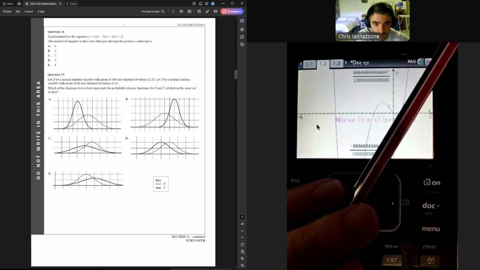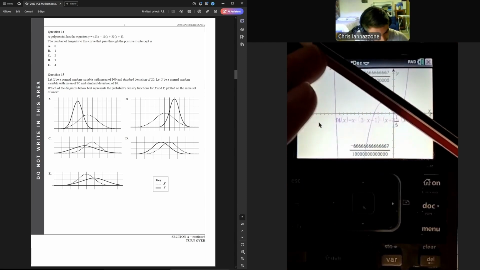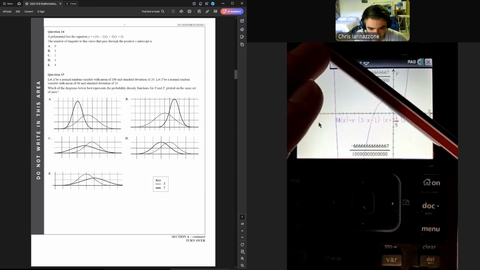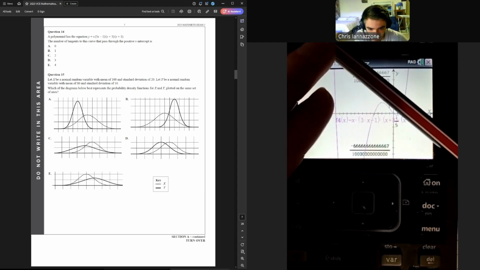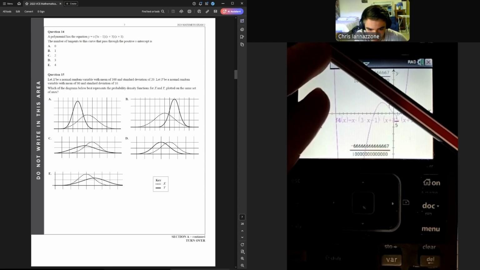So that's one possible spot. The next spot that was possible would be somewhere around here, right? As this gets taller and taller, eventually it'll crest over and hit through that intercept. So that's two possible intercepts.